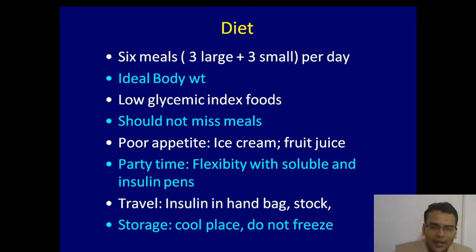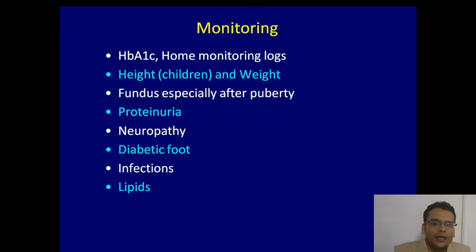You should look for proteinuria, neuropathy, diabetic foot infections, and lipids. So there should be an annual evaluation for all of these things, and the evaluation for various complications in type 1 diabetes, usually it is said that it should begin after 5 years of duration of diabetes and after a person has entered puberty.